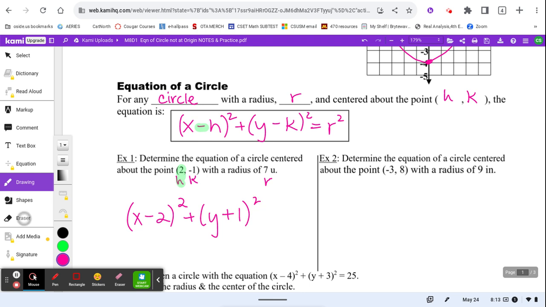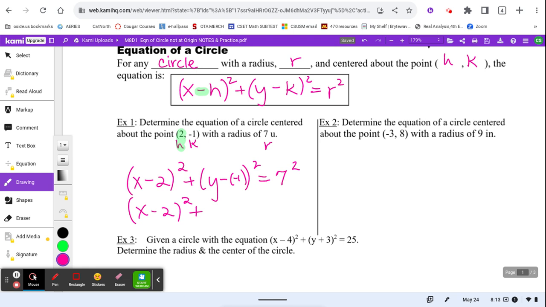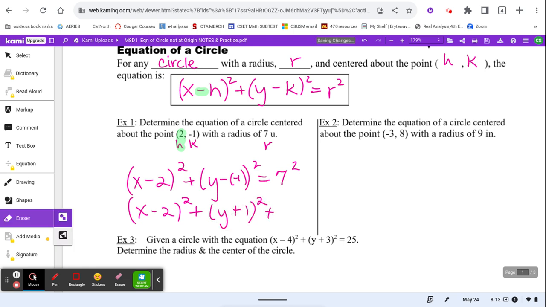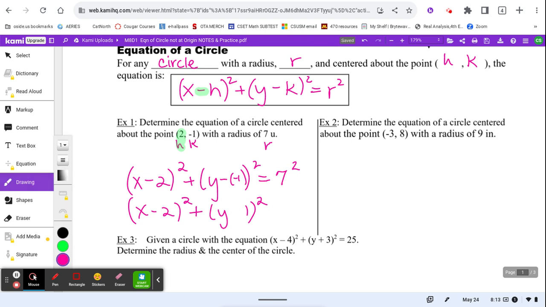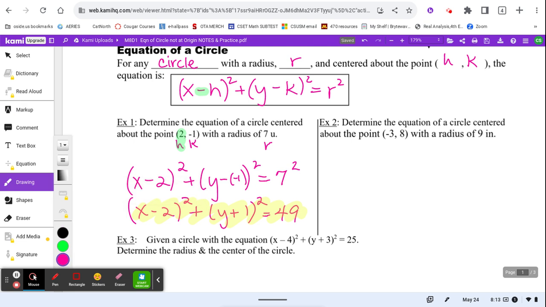So that turns into plus 1. I'm going to write that out separately like this so you can see it. And then equals the radius squared, which in this case they gave you a radius of 7. So my final equation of the circle turns into (x minus 2) squared plus (y plus 1) squared equals 49, because 7 squared is 49. How'd you do? That's literally it, plugging into this equation of a circle that is not at the origin.